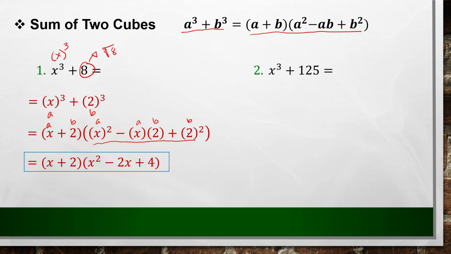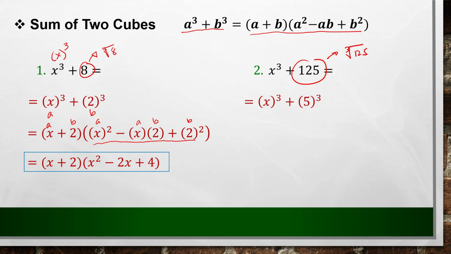Let's have another example: x raised to 3 plus 125. Again, for the x raised to 3, that's just x. Enclose that in parenthesis, and that's going to give you x raised to 3. For the 125, like I mentioned earlier, if you're having difficulty thinking about that integer, it's going to help if you have a calculator. Just find the cube root of 125, and that will be 5. That is correct. So we can express 125 as 5 raised to 3, that's 5 times 5 times 5, which is 125.